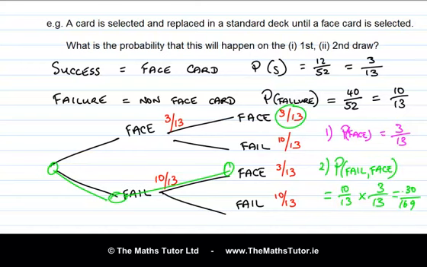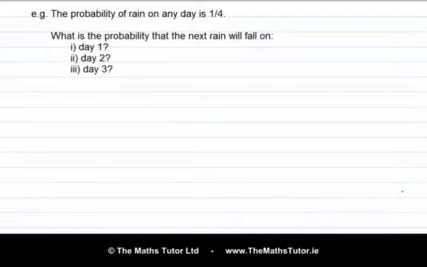Let's look at another example. The probability of rain on any day is 1 in 4, a quarter. What is the probability that the next rain will fall on day 1, day 2, or day 3? First of all, let's define what success is. In this case, success is rain. That may not sound intuitive, but in this case, success is rain. And failure is no rain.